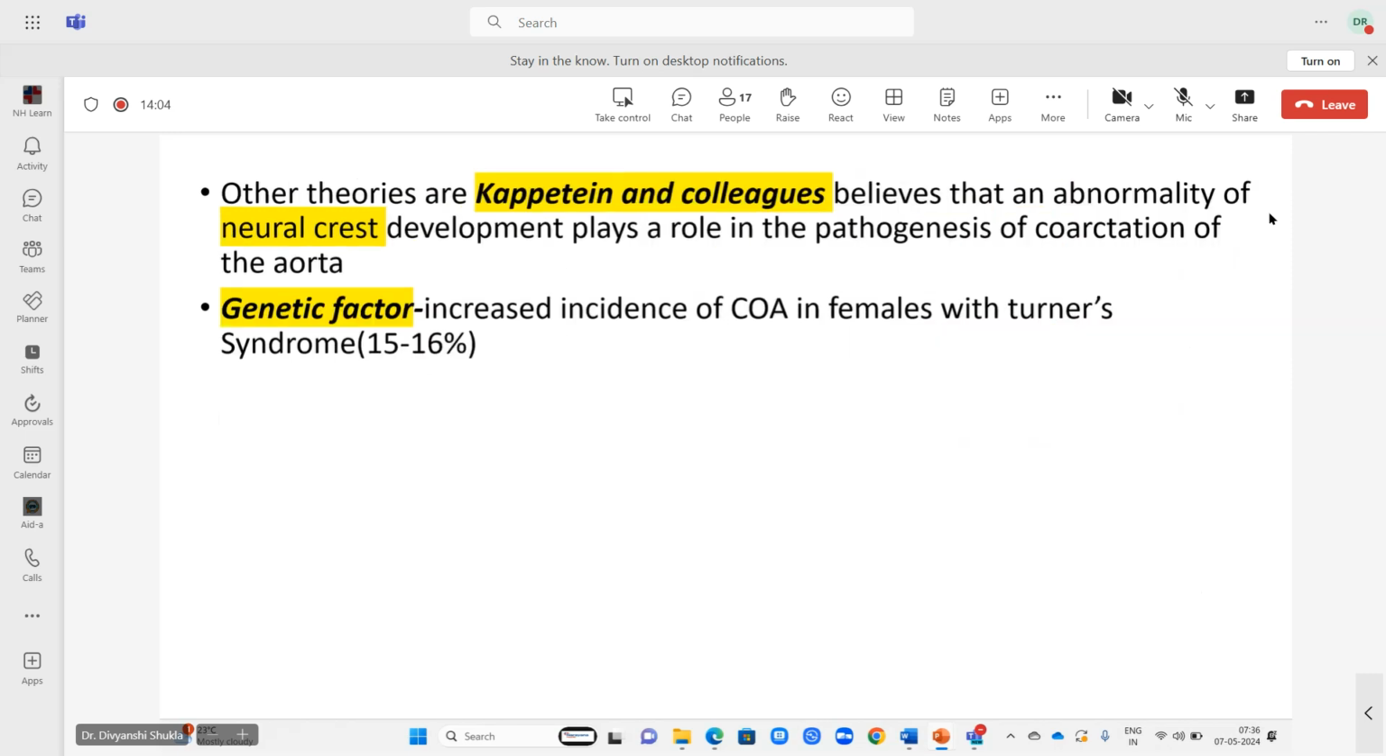There are two other theories also. Kapteyn and colleagues believe that an abnormality of neural crest development also plays a role in the pathogenesis of coarctation of the aorta. Another is a genetic factor. There is increased incidence of coarctation in females with Turner syndrome, almost around 15 to 16%.